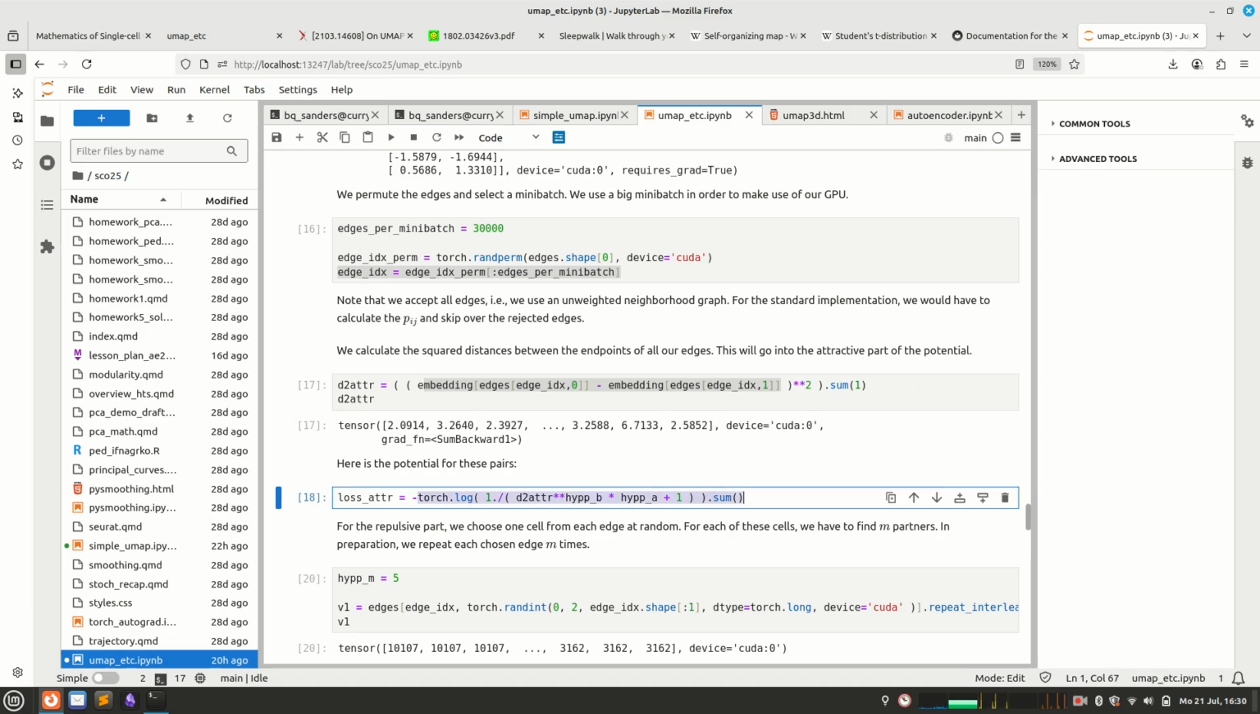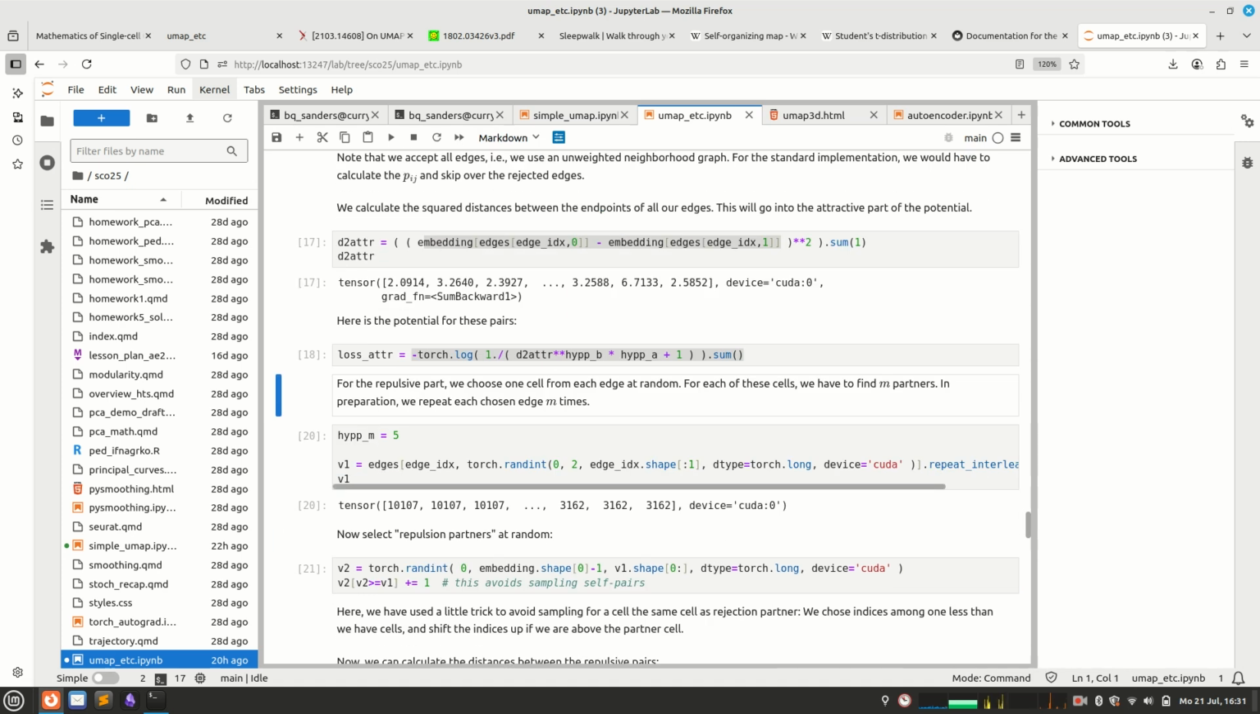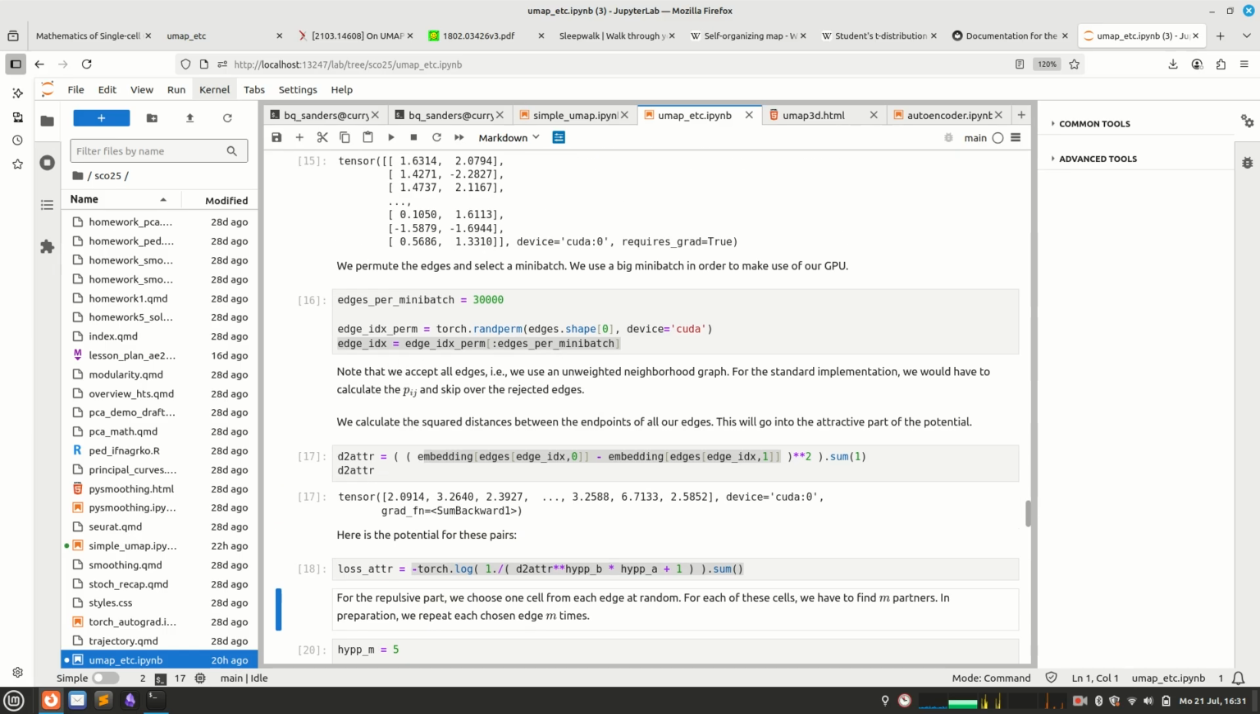And then I put this into my formula here. You see the one with 1 over 1 plus d squared, plus the hyperparameters, and I get my attractive loss. So this is the potential with minus log of 1 over 1 plus a times d squared to the power b.